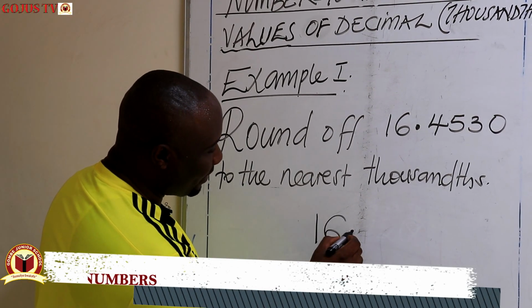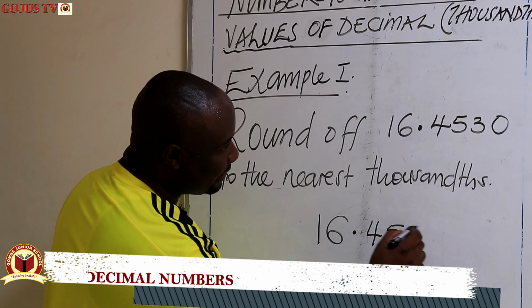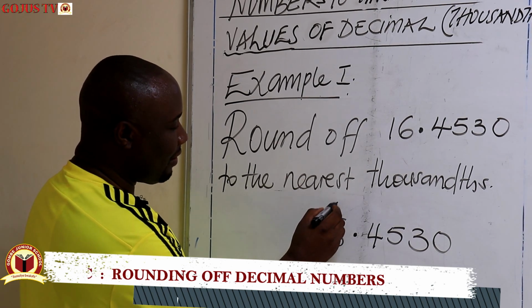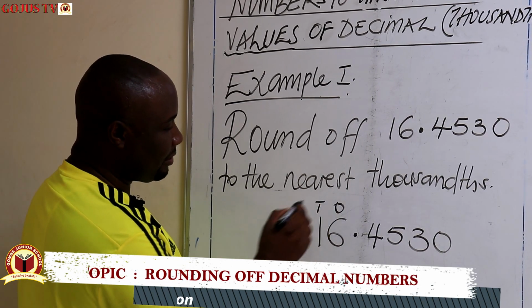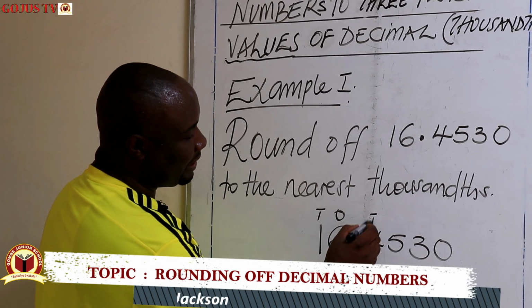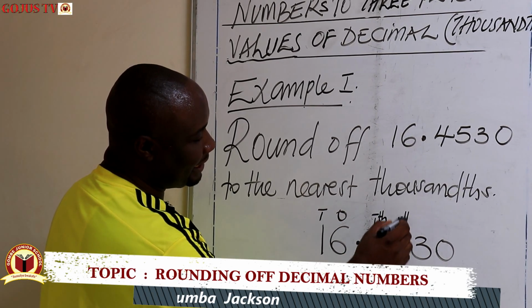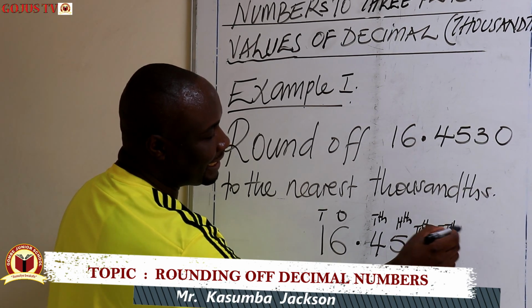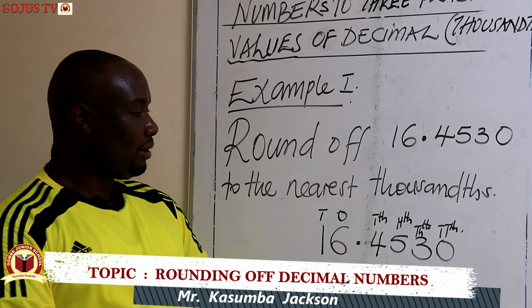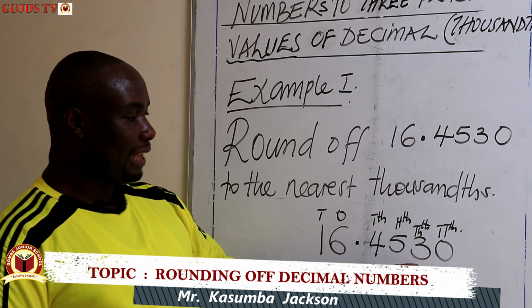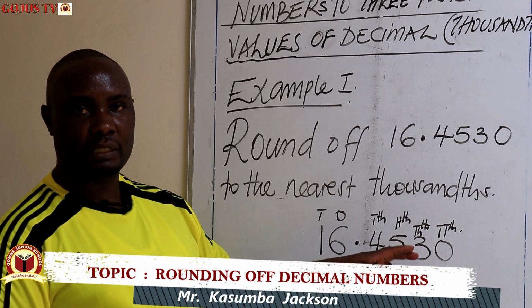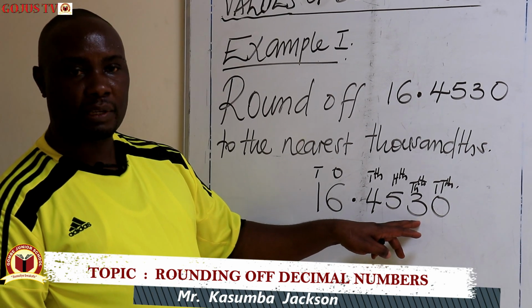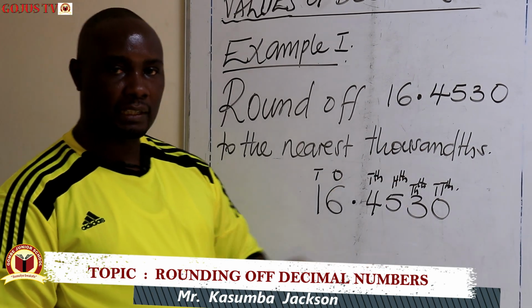We have 16.45630. The place value of 6, I guess you are now aware that it is ones. This one of 1 is tens. This will be tenths, hundredths, thousandths, then ten-thousandths, the last one. So if we are to round off to the nearest thousandths, or to 3 decimal place values, which will be 1, 2, 3, we are rounding up to this one. We should not write anything beyond that.